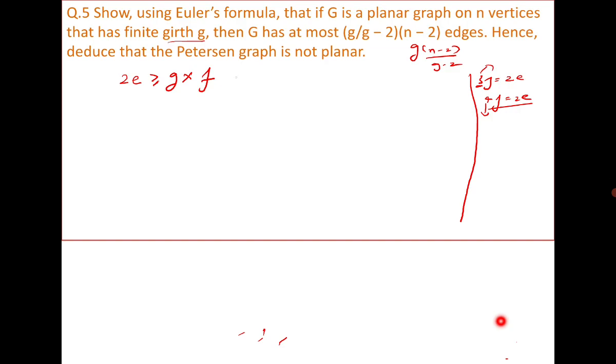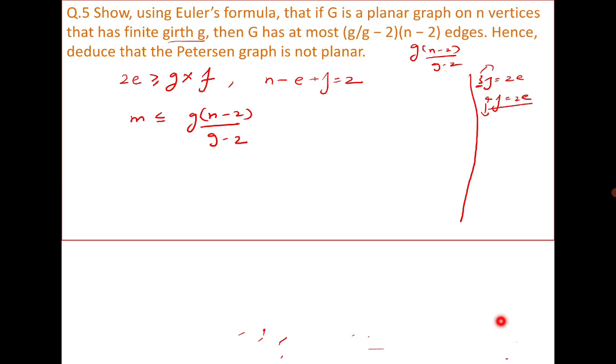After that the rest is fine, because we know the Euler formula, so n minus e plus f is equal to 2. If I substitute the values, then please do try it by yourself. The result comes out to be m is at most g multiplied by (n minus 2) divided by (g minus 2). Also, now based on this result we need to show that the Petersen graph is non-planar.